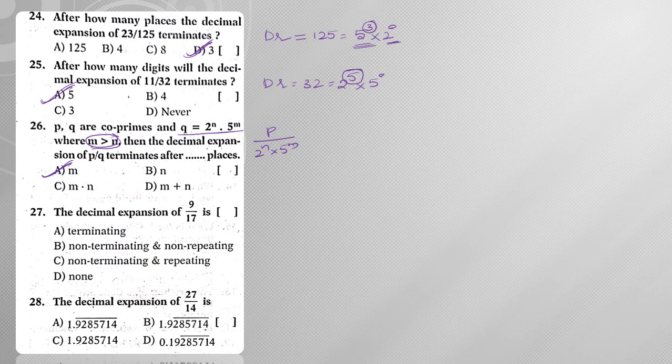So you need to observe the condition. This condition is very, very important. Here m is greater than n, so that is the reason why after m decimal places it terminates.